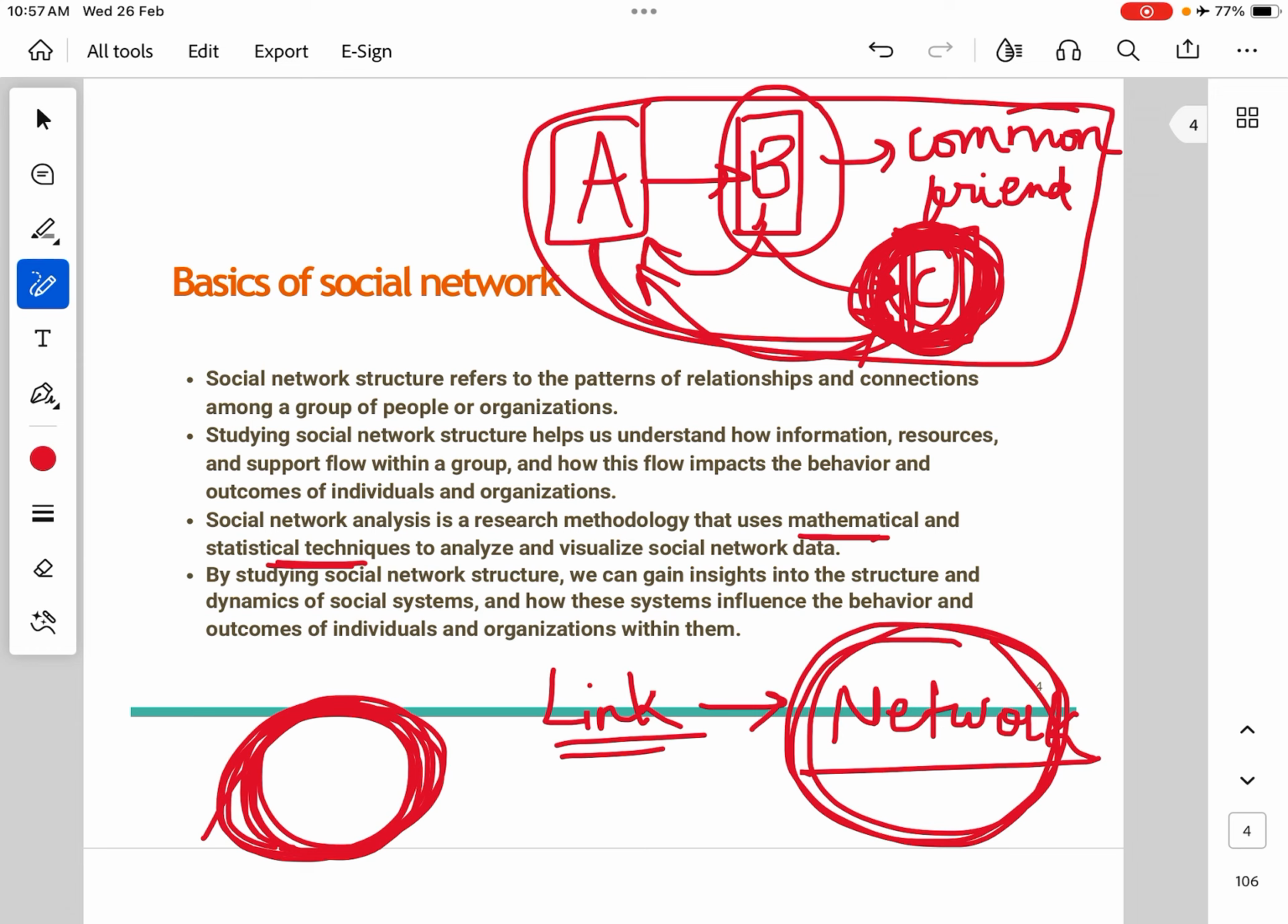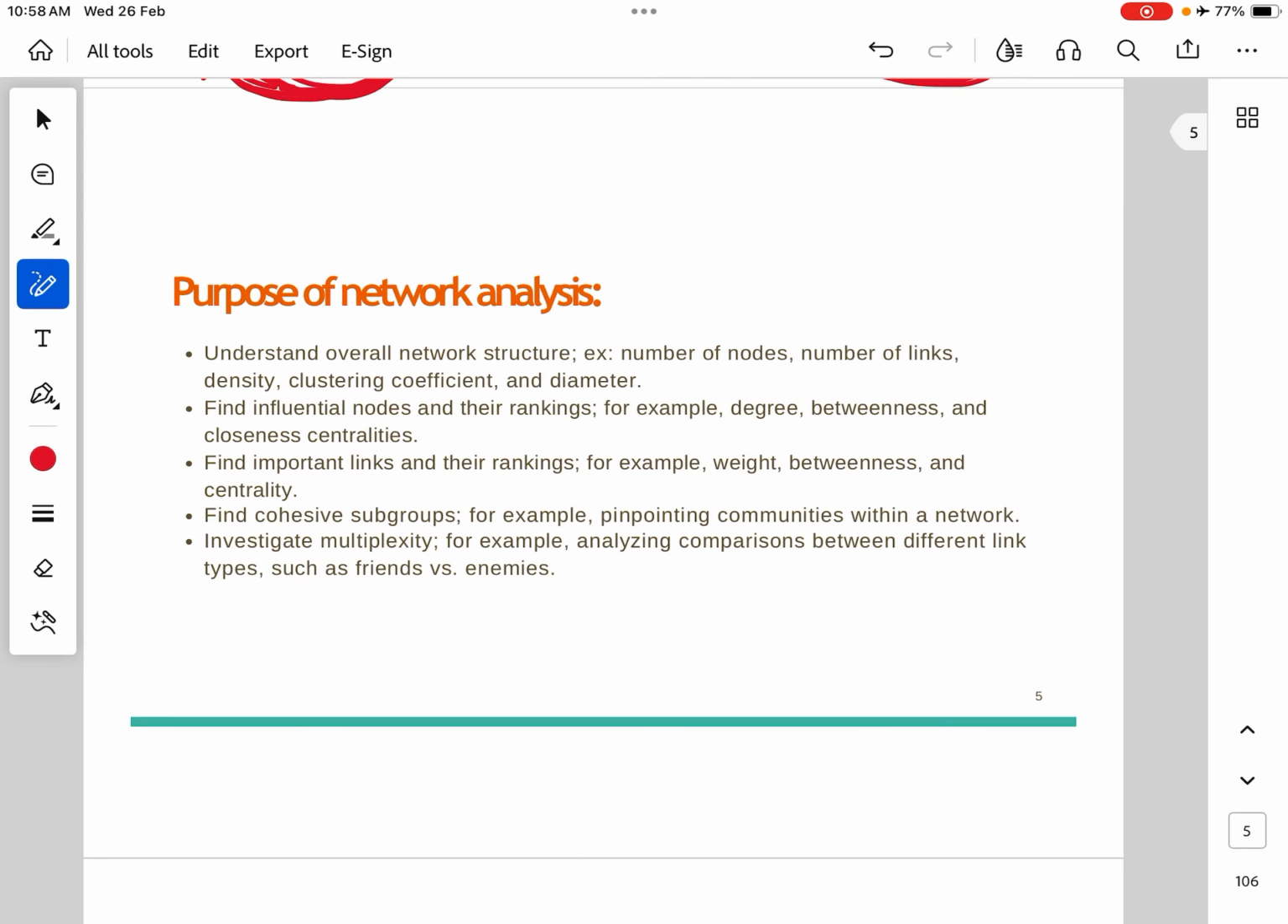So social network analysis is a research methodology that uses mathematical and statistical techniques to analyze and visualize social network data. By studying the social network structure, we can gain insights into the structure and dynamics of social systems and how these systems influence the behavior and outcomes of individuals and organizations within them. So how they influence the individual and the common group, that is what we understand.